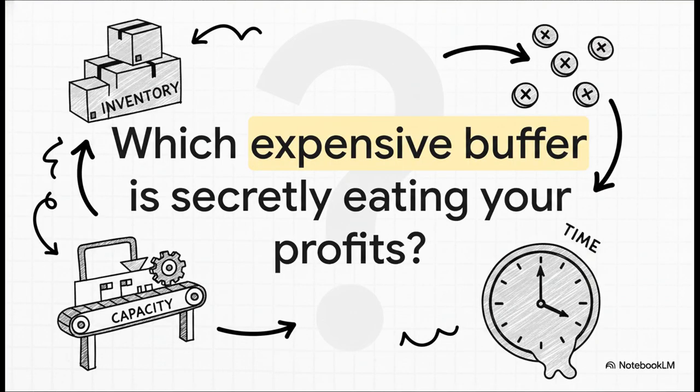I'll leave you with this one provocative question to take back to your own operations. If you aren't actively, systematically reducing variability on your floor, which of those three expensive buffers, inventory, capacity, or time, is secretly eating into your profits right this second? Because according to the laws of factory physics, there is no escape. You are definitely paying for it somewhere.